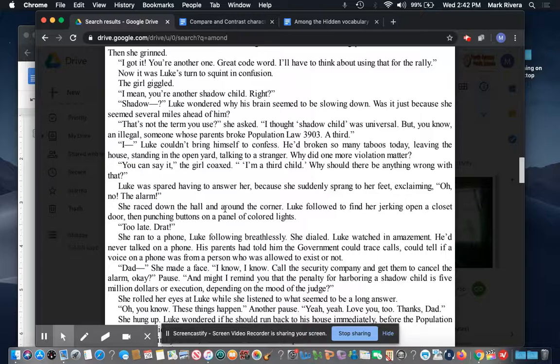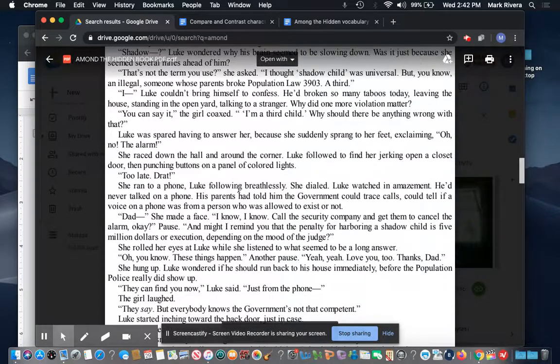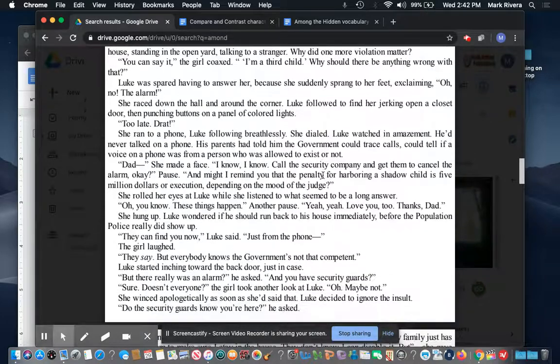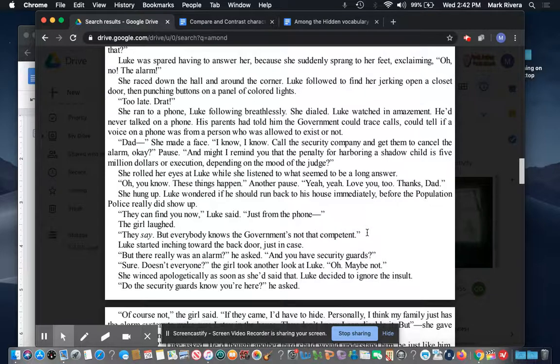Luke was spared having to answer her because she suddenly sprang to her feet, exclaiming, "Oh no, the alarm!" She raced down the hall and around the corner. Luke followed to find her jerking open a closet door, then punching buttons on a panel of colored lights. Too late, drat. She ran to a phone. Luke followed breathlessly. She dialed. Luke watched in amazement. He never talked on the phone. His parents had told him the government could trace his calls, could tell if a voice on the phone was from a person who was allowed to exist or not.